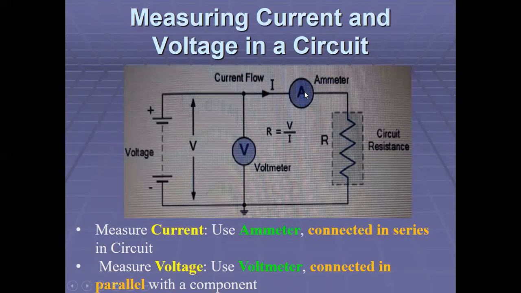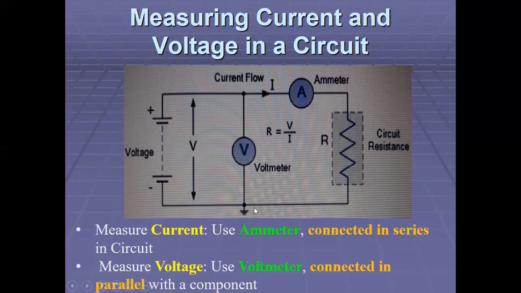And we can get the amount of current flowing in the circuit. Whereas to measure the voltage, which is the difference between two points, since it is the potential difference between two points, we have to connect the voltmeter. We can use a voltmeter to measure the voltage, and we have to connect it in parallel with the device for which we want to measure the voltage, or the potential difference.